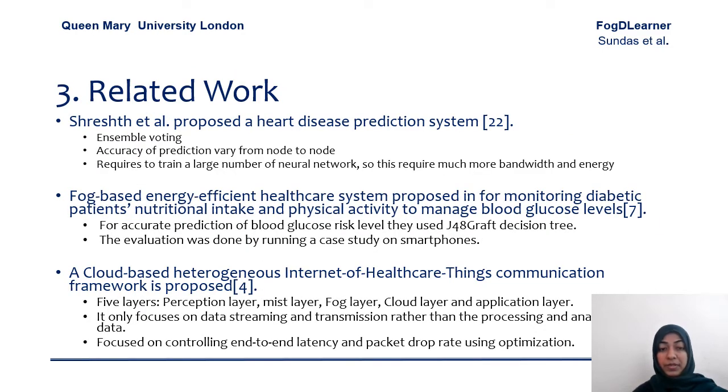In another work, a heart disease prediction system is proposed, and for prediction of disease, they use ensemble deep learning. In ensemble voting or learning, it requires to train a large number of neural networks, so they require much more bandwidth and energy than normal systems.